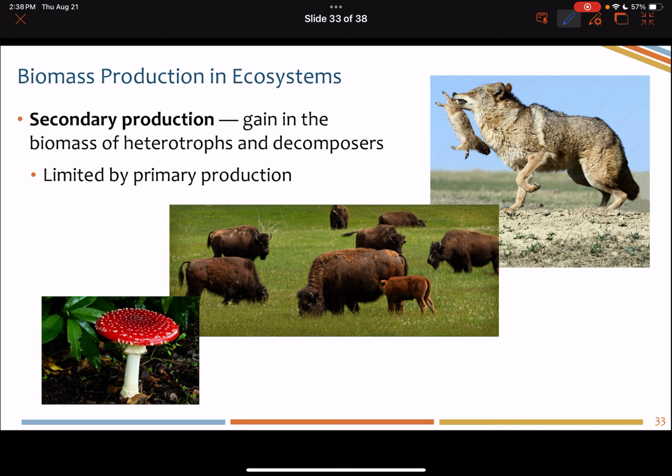So secondary production is energy that is stored in the biomass by heterotrophs and decomposers. So secondary production is the energy that those primary consumers and secondary consumers gain from the trophic levels below them. We've already said that that is limited. The total amount of energy in the environment is limited by the primary production that is happening in those primary producers. So that's always going to be dependent on that. But secondary production is that energy that is available for those organisms to perform their metabolic processes.